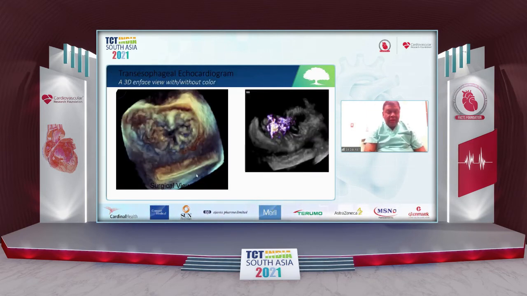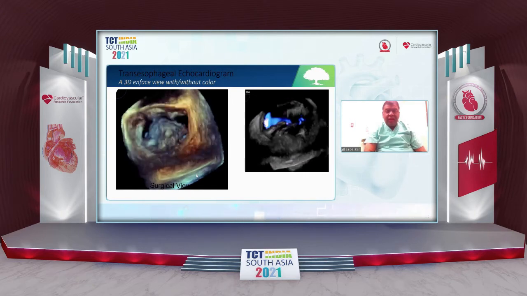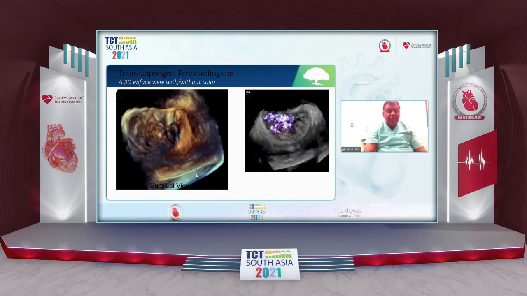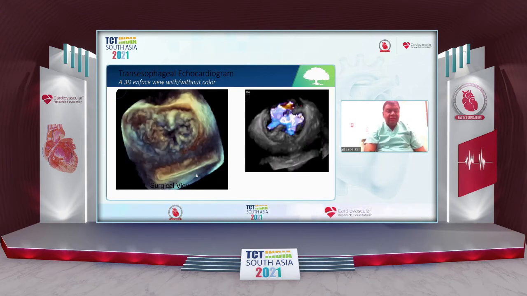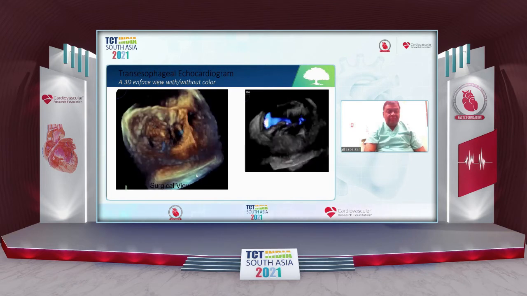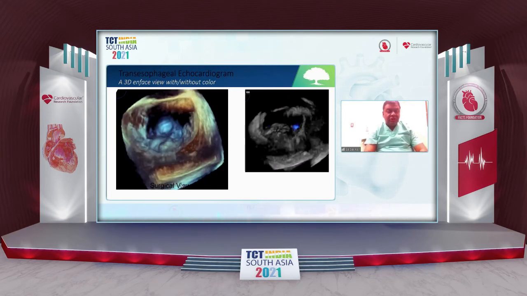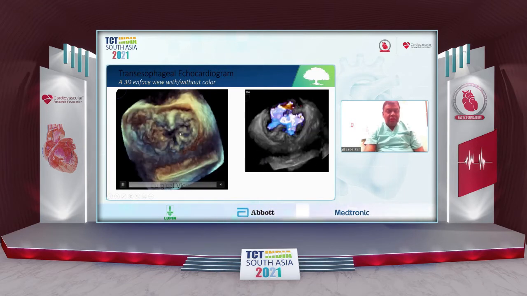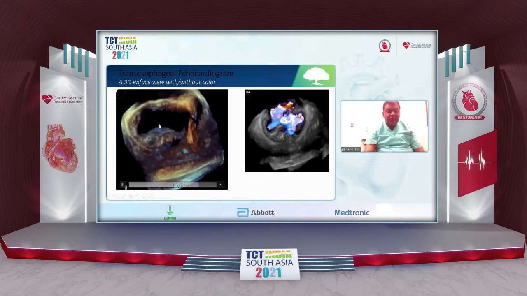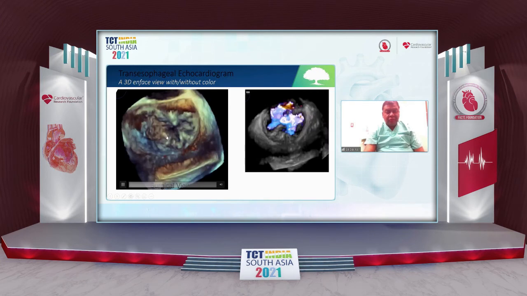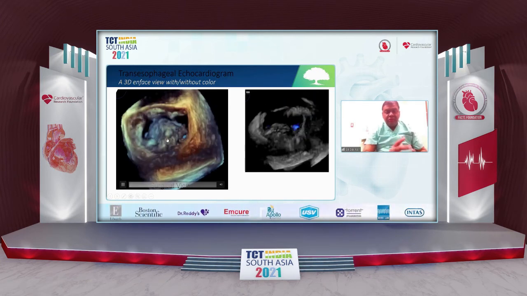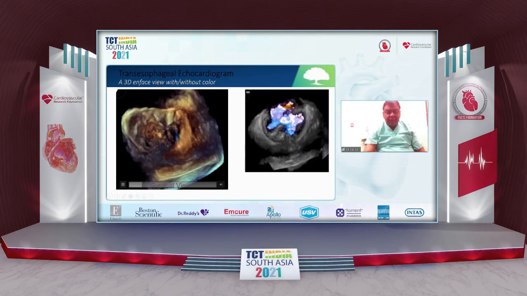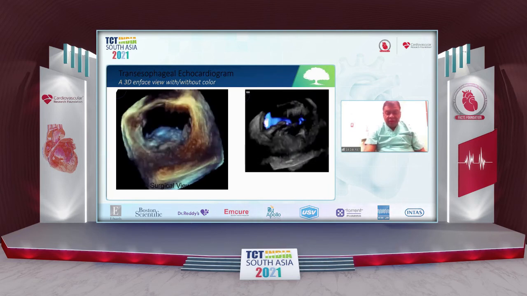And then finally, we always try to do a 3D en face view. In the 3D en face view, you can actually see very nicely a large prolapse segment. It's called the surgical view. The aorta is on the top, laterally is the appendage, posteriorly is posteriorly, and in this case, you can see a large P2 prolapse and flail. And we use this view to orient the clip and to understand what the valve looks like.